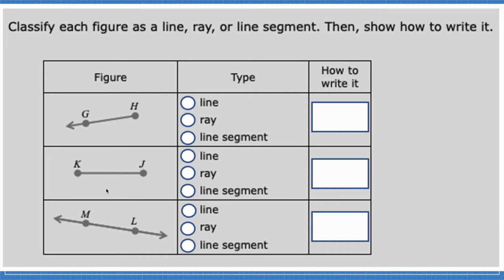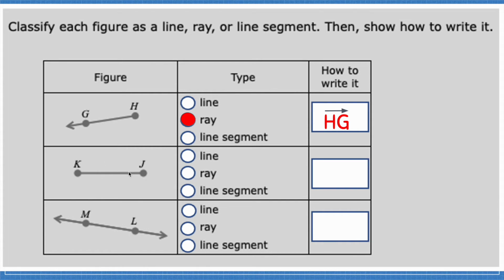Now what ALEKS is going to ask you to do is choose which type of figure it is, and then how do you write it? What's the name for it? With this one, I can see I have 1 arrow, so that makes it a ray. The arrow is going toward the left, so it's going from right to left. When I write the answer on this one, I'm going to start with the endpoint and move toward the arrow. So I'm going to go HG. The symbol always goes this way, so it looks like it's going the opposite, but it follows the path, H to G.